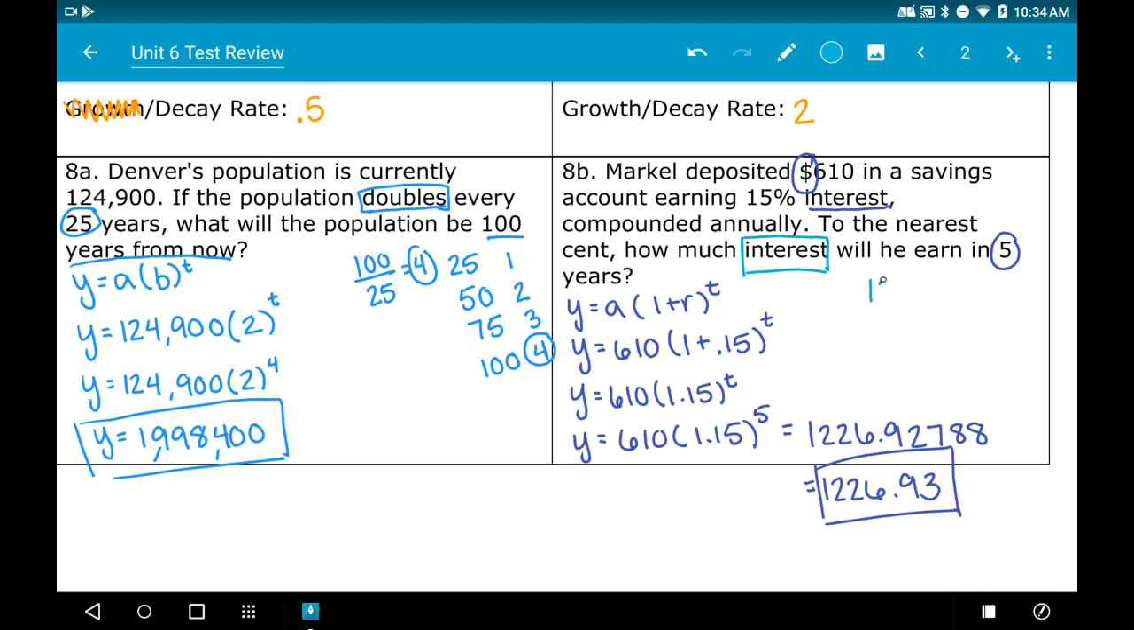So it'd be 1,226.93 minus 610. So when you do that, you would get $616.93. So that would be the interest, and this one would be the total amount. So make sure you're looking for what the problem wants you to answer.